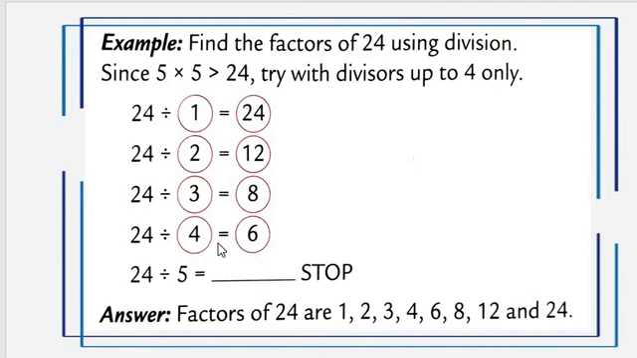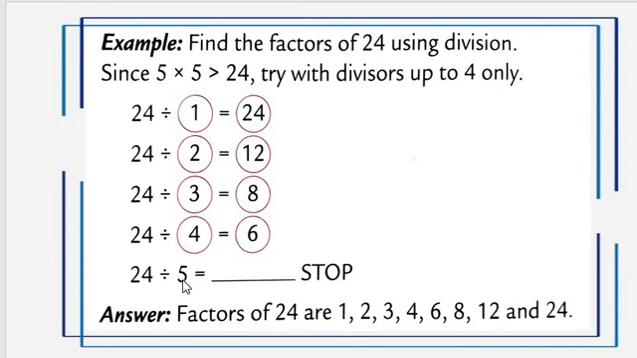In table number 4, will 24 come? Let's check. 4 4s are 16, 4 5s are 20, and 4 6s are 24. So yes, it comes. Then after, in table number 5, will 24 come? No, in table number 5, 24 will not come.